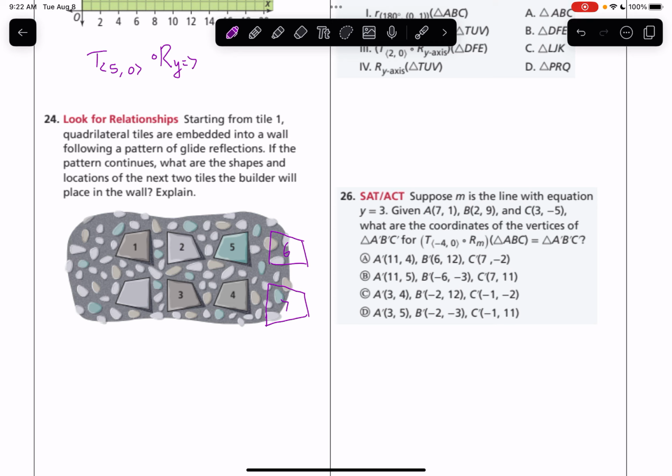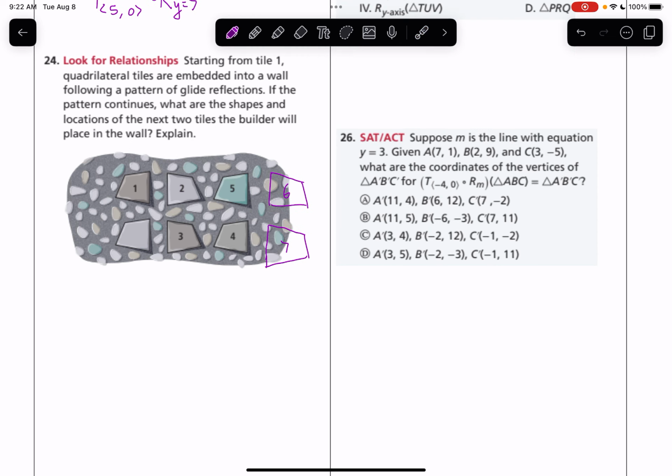So if we're continuing this pattern, we would go 1, 2, 3, 4, 5, 6, 7, just like that. Okay? And we can explain by writing down the pattern. We would reflect across the vertical line and then translate down. Oops, start with reflection. Reflect across the vertical line, then translate down.